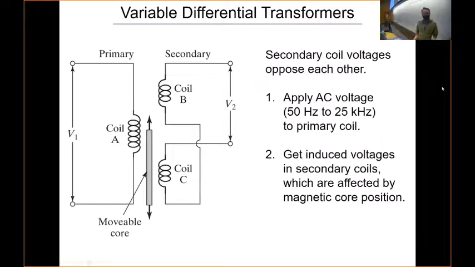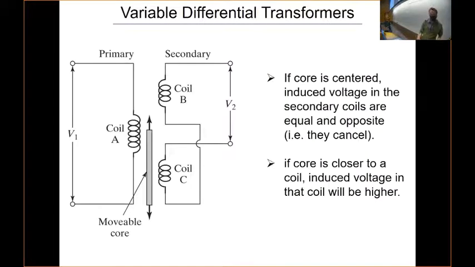It's probably just saying more of what we just said. So secondary coil voltages oppose each other. They're out of phase. If it's right in the middle, they're going to be exactly the same size and they're going to cancel. So there's no signal. Then if you move to one side or the other, you're going to start to get a signal out. So you get induced voltages in secondary coils, which are affected by the magnetic core position. Like I just said, if the core is centered, the induced voltages in the secondary coils are equal and opposite. They cancel. If the core is closer to a coil, induced voltage in that coil will be higher. That'll dictate the output.